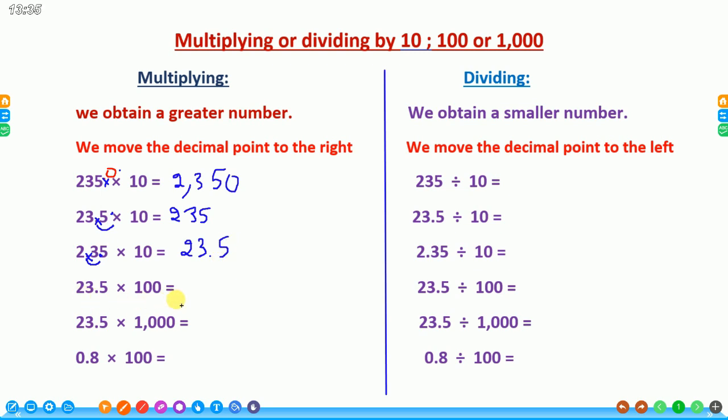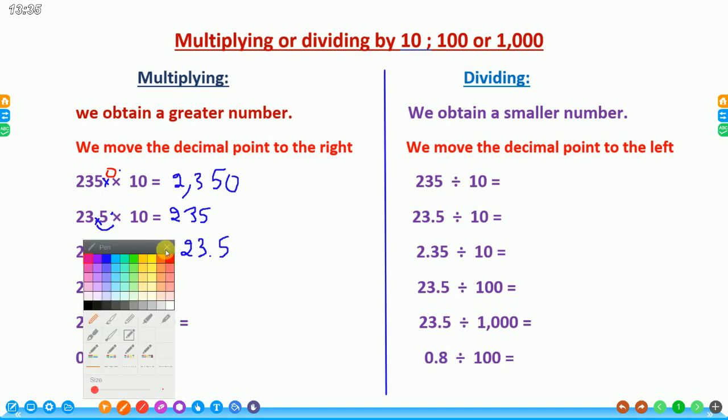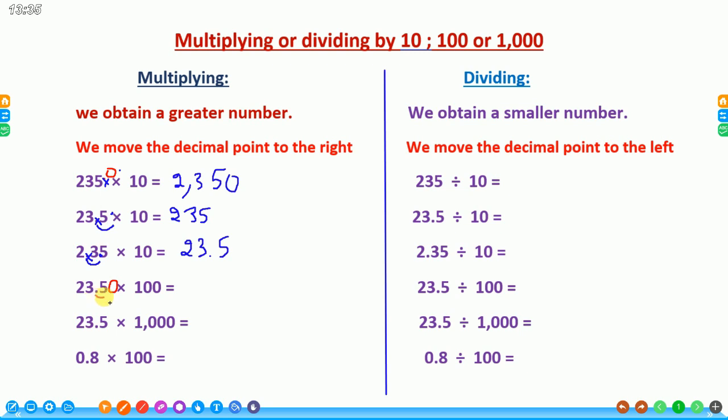23.5 times 100. When I multiply a number by 100, I need to move the decimal point 2 times to the right. Here I only have 1 digit in the decimal part. I can add a useless 0, and then I move the decimal point twice to the right. I jump 1, I jump a second time. So the decimal point will be after the 0. And the answer is also a whole number, 2350.